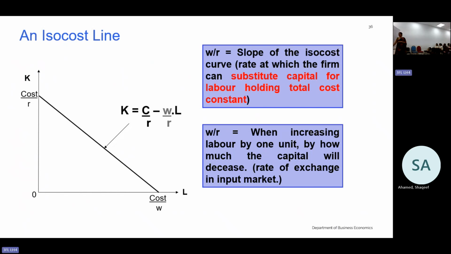Fourth scenario. Now what has happened? The price of labor has decreased. Then if we draw the new ISO cost, it goes like this. What is the value here? 40. So if the price decreases, it's an outward rotation. So you understand how the ISO cost curve can be different. Okay?